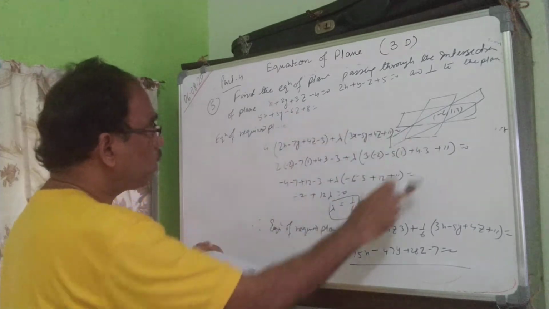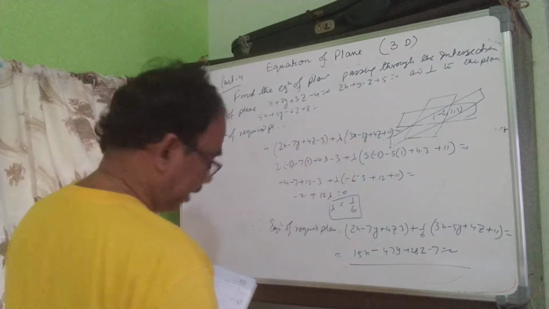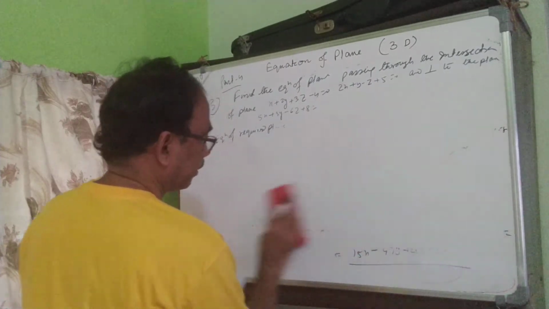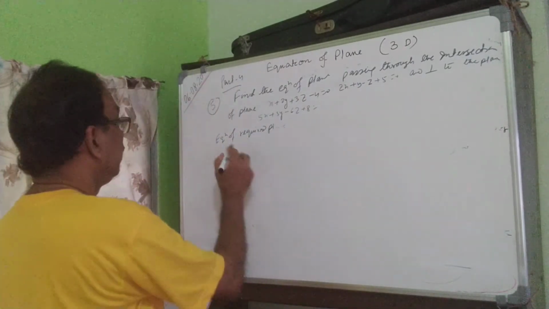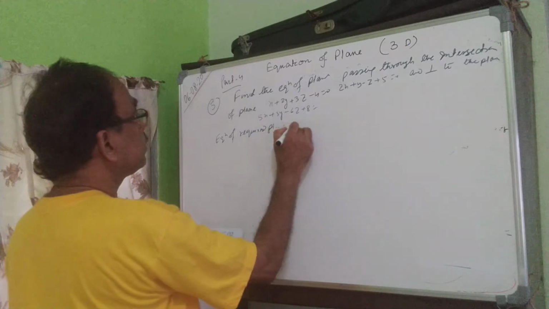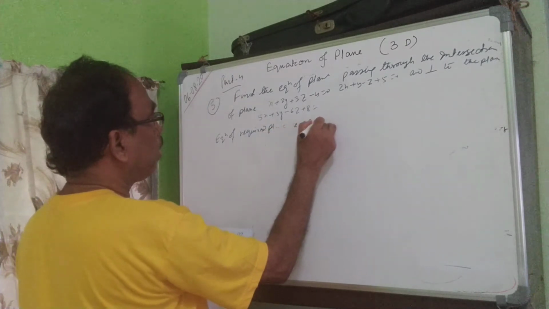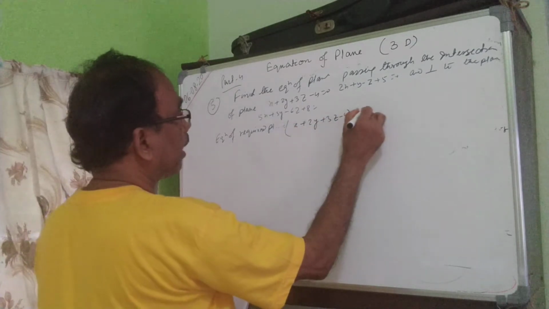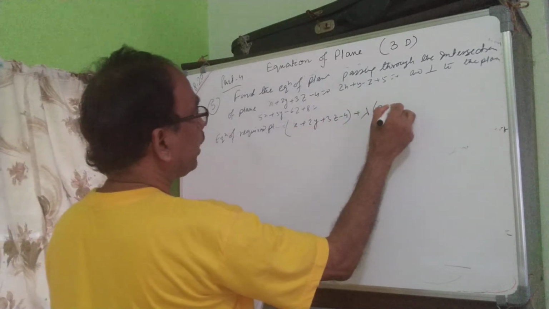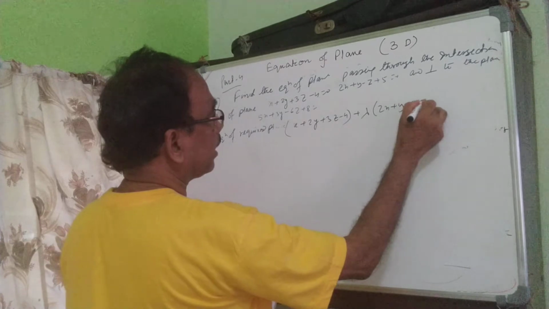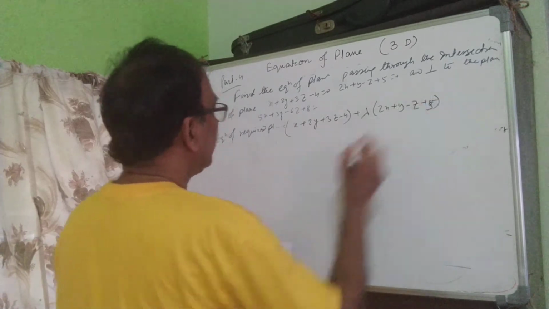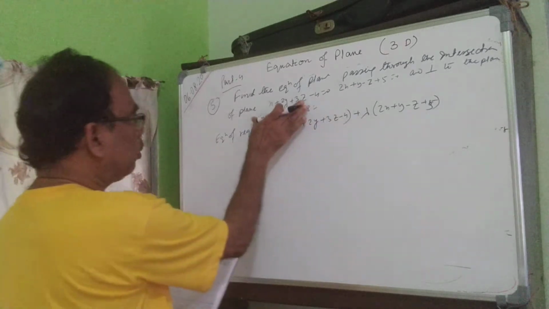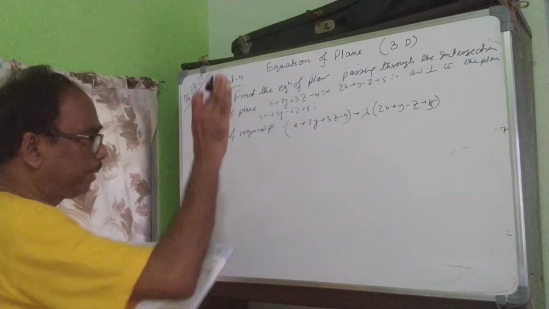Just like this one, we have to write this plus lambda times this, the joint equation of the plane. Let the equation of the required plane be x plus 2y plus 3z minus 4 plus lambda times (2x plus y minus z plus 5). This is the equation of the plane, and this plane is perpendicular to the given plane. Then we have to take the condition of perpendicularity.